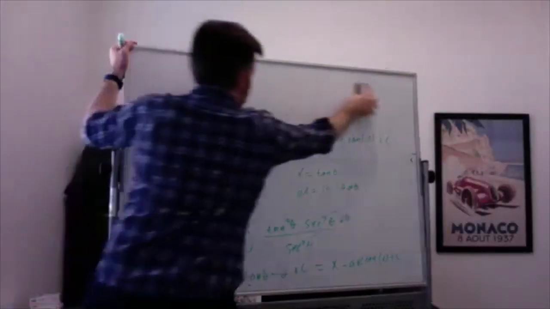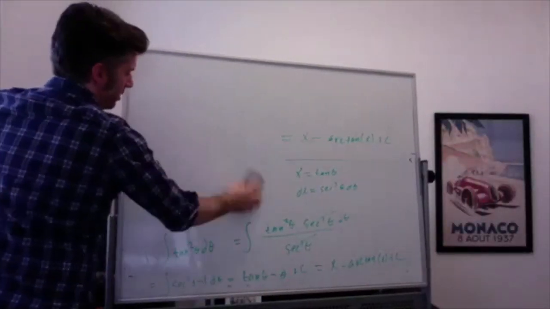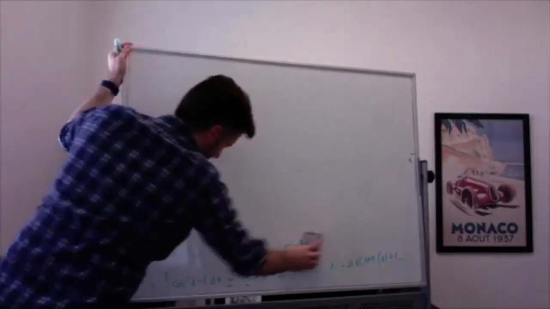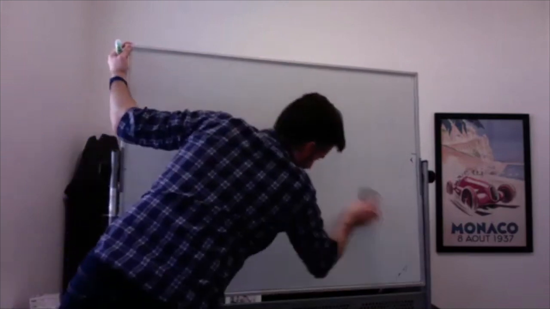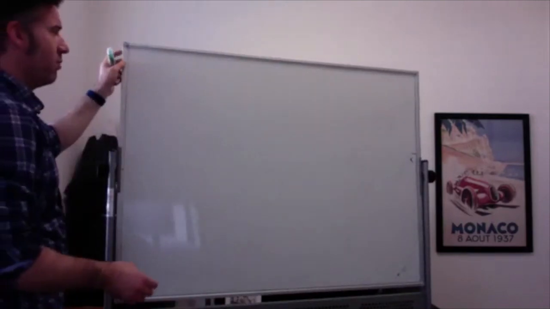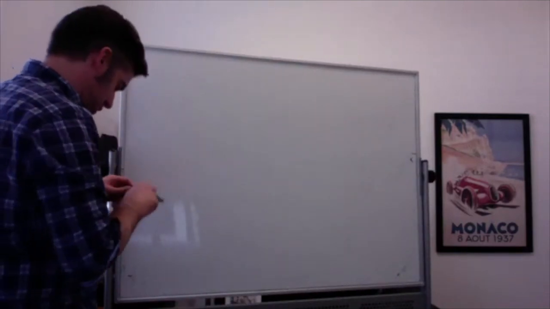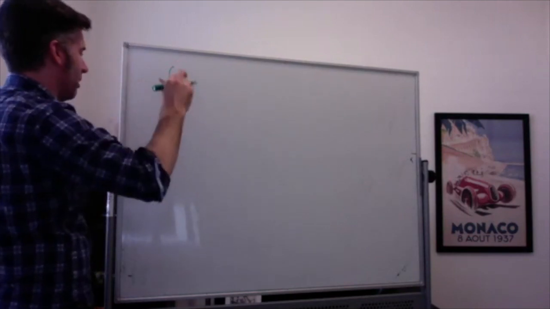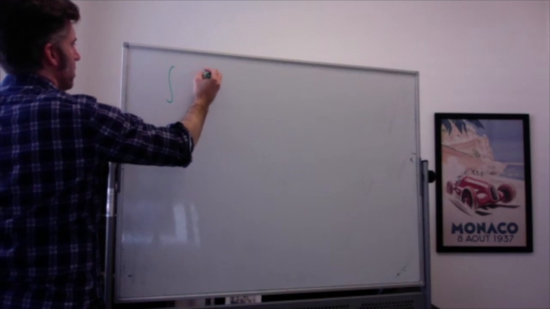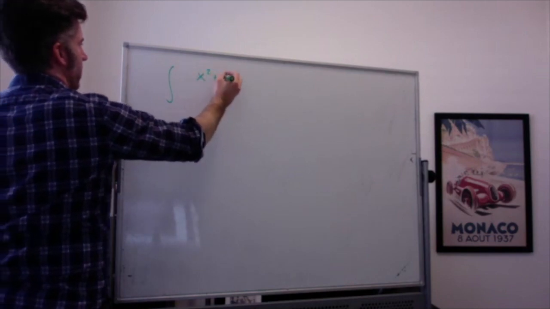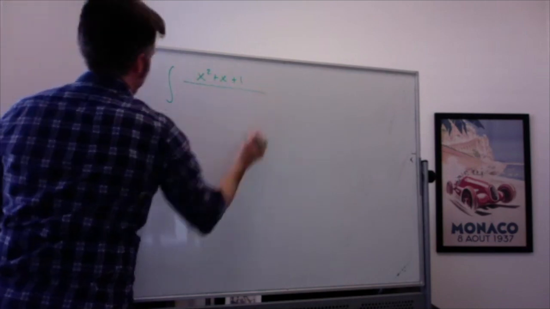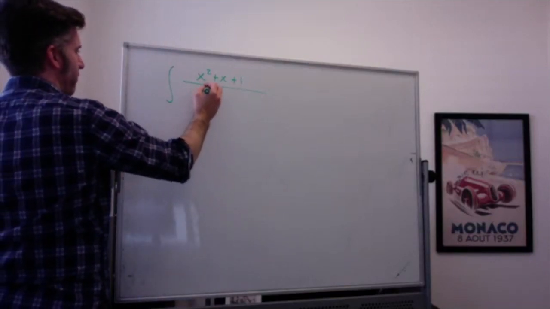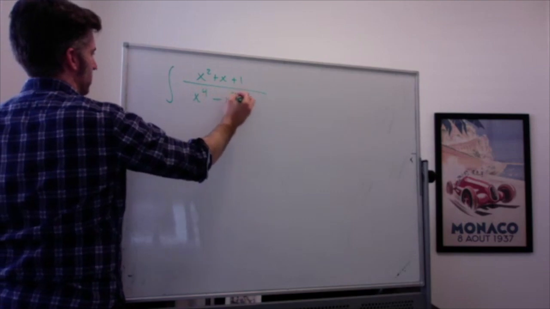So, if you have a rational function where the degree on top is greater than or equal to the degree on the bottom, you should most likely do polynomial division. But what if we were trying to integrate something like, let's not make it too awful, James. Let's make it x squared plus x plus 1 over x to the 4th minus x squared.